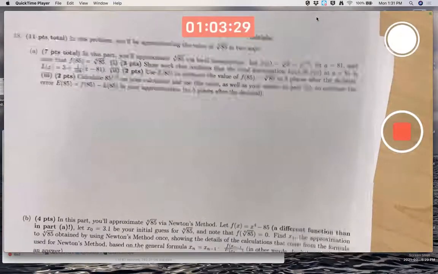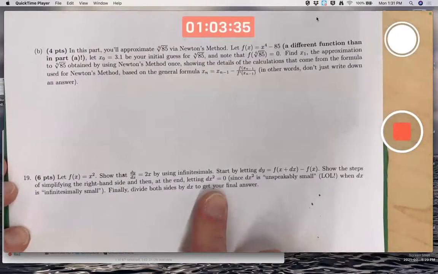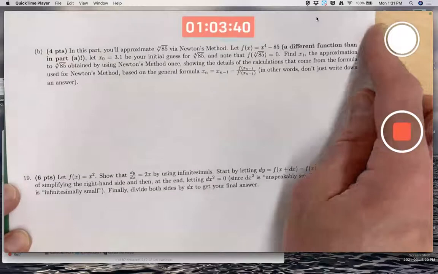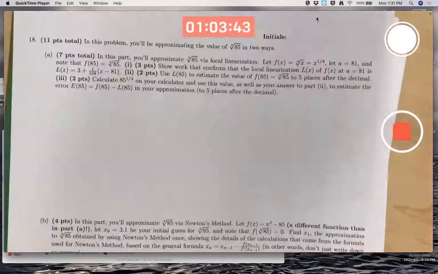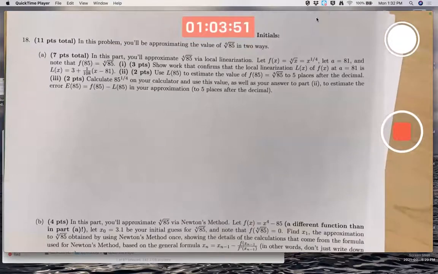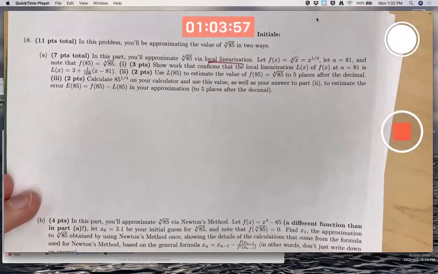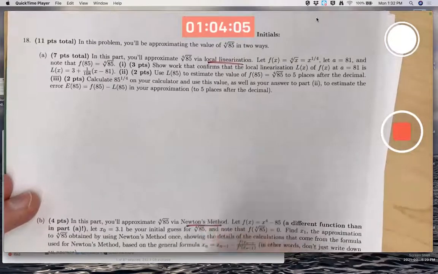Let's look at this page now. You don't have to do anything with infinitesimals on your exam. I did do that with fall 2019 because I emphasized that more in the lectures. That will not be on your exam. But a problem like this could be approximating the fourth root of 85 in two ways. In part A, it's with local linearization, also known as linear approximation, also known as tangent line approximation. Part B, it's with Newton's method, like in the project.